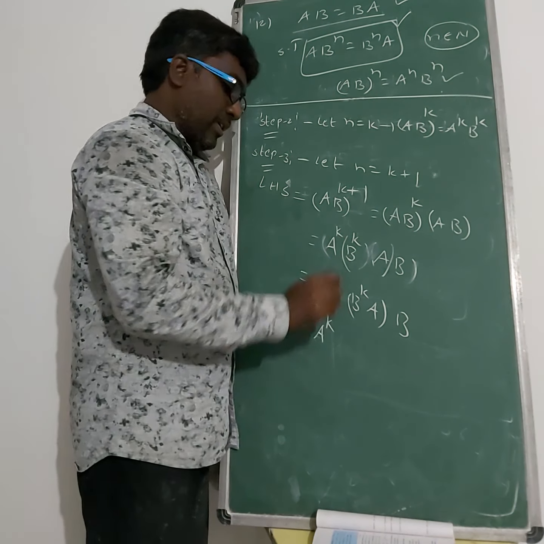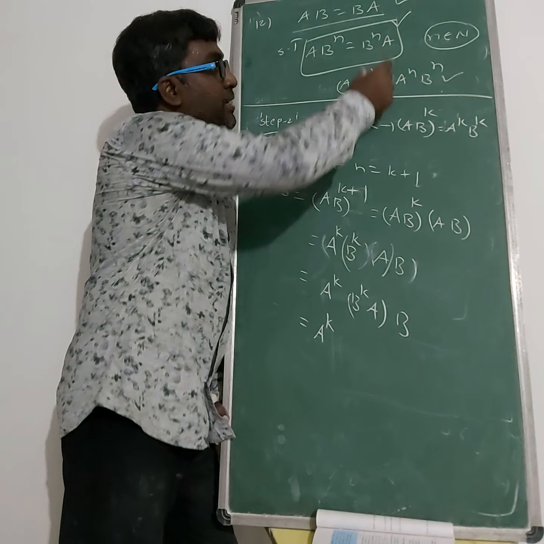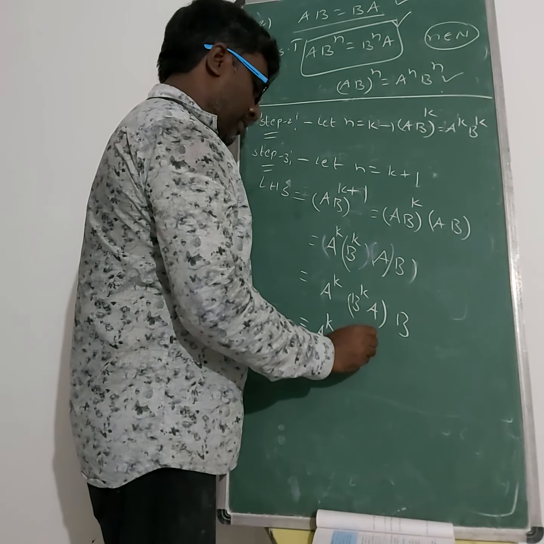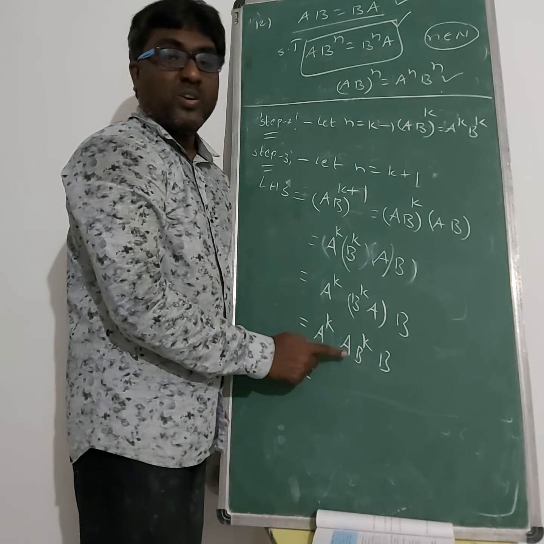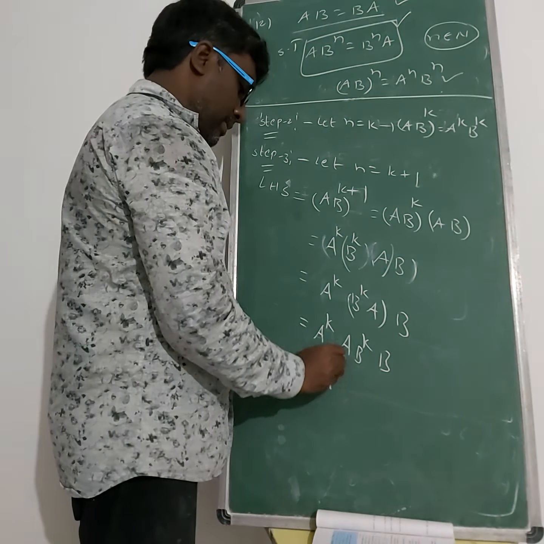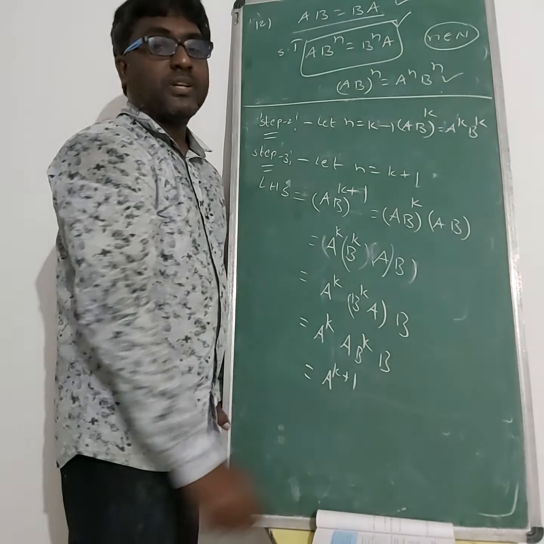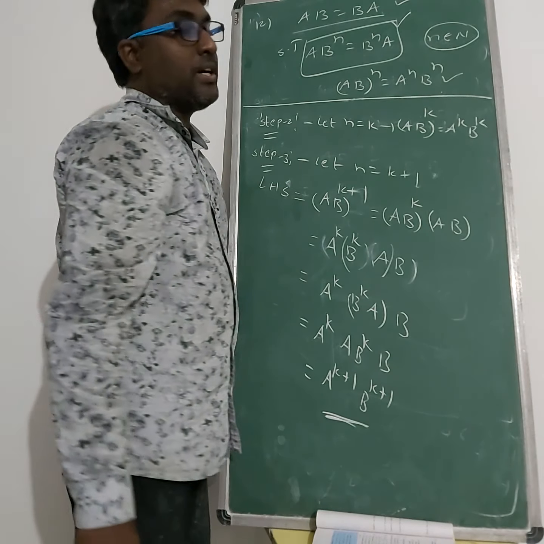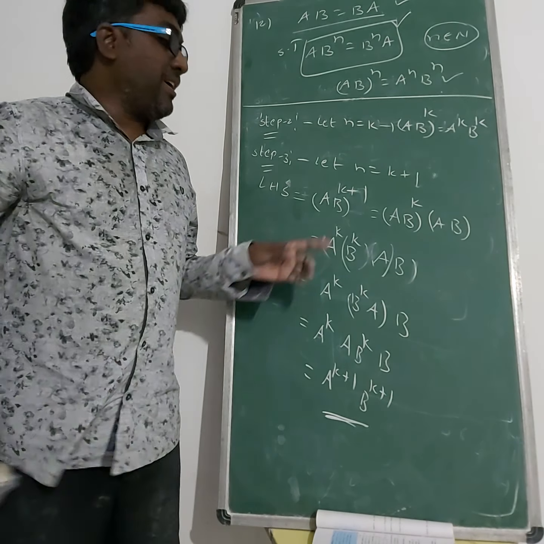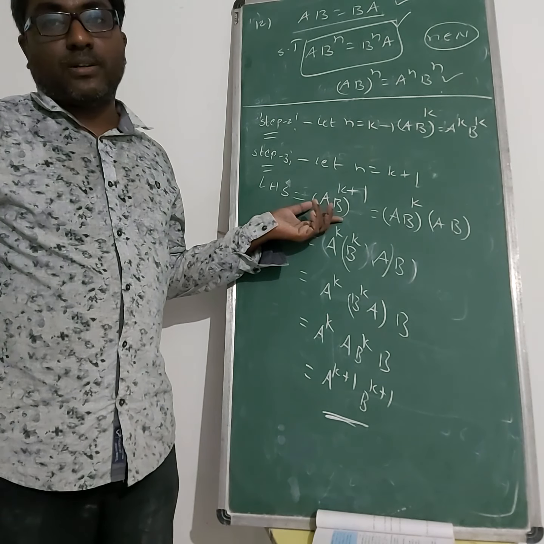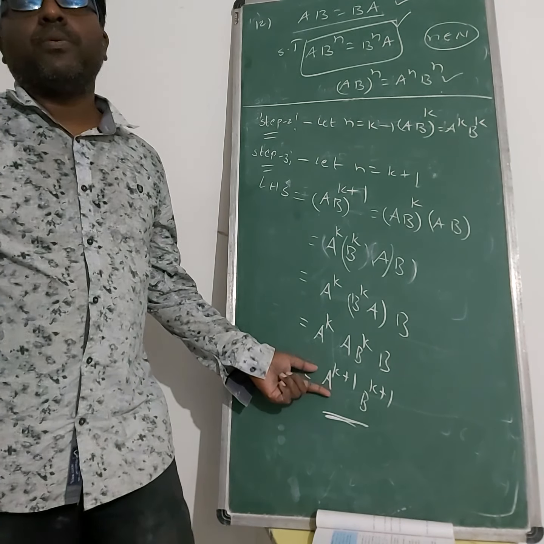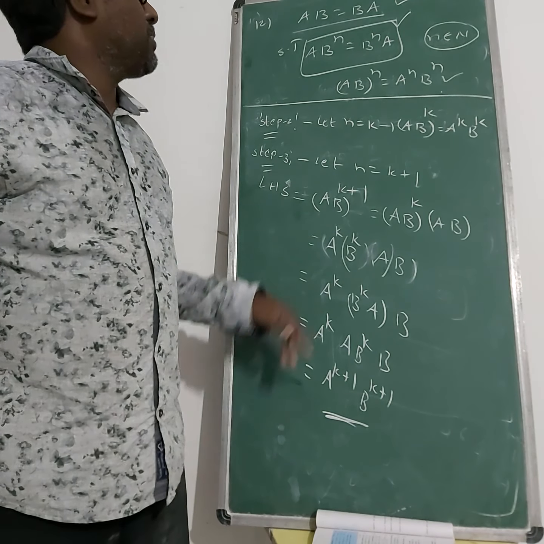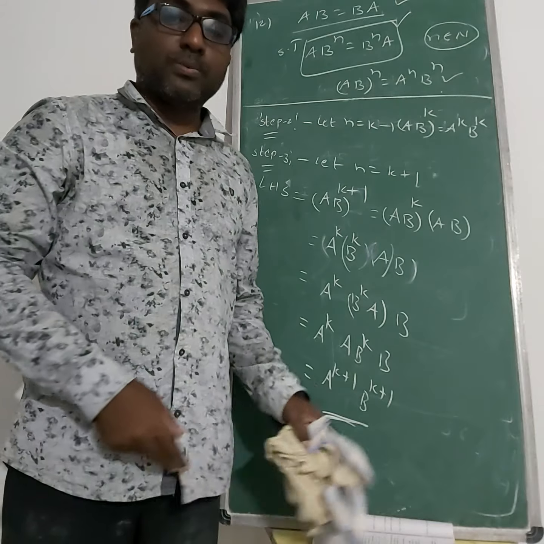Now a power k I will write as it is. B power k a, I can write a into b power k. So a into b power k, already b. A power k into a, so a power k plus 1. B power k into b, b power k plus 1. So this is only what they are asking. So I assumed LHS AB whole power k plus 1, and that I proved is a power k plus 1 into b power k plus 1. So this is problem number 12. So this chapter is completed.